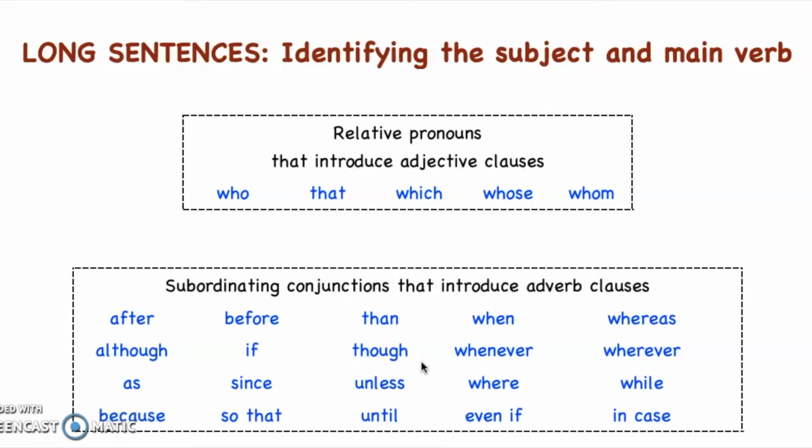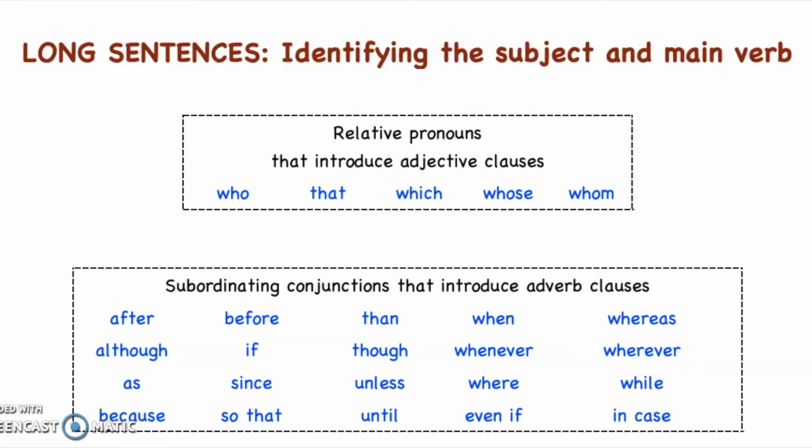But what we're going to do today is we're going to find the part of the sentence that is the independent clause. Now, what makes it easier is if we can eliminate the words that are part of the dependent clauses. When we eliminate those words, what we'll have left is the main sentence. And then from there, we'll find the subject and the main verb.